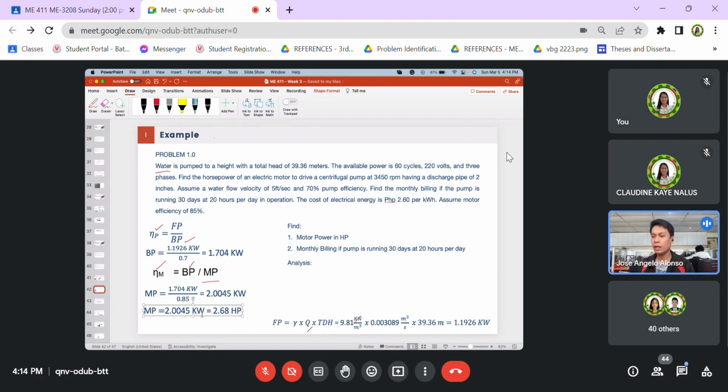So in the market, wala namang exact na 2.68 HP. So kung tayo papipiliin ng motor, we need to select a higher one. Kung merong value na 3 HP, then kukuha tayo ng 3 HP motor. Pero for the sake of this calculation or problem solving, we will still use the value of 2.68 HP.